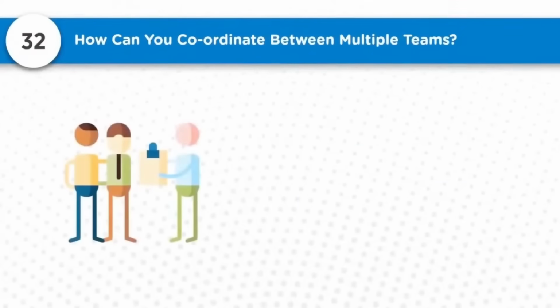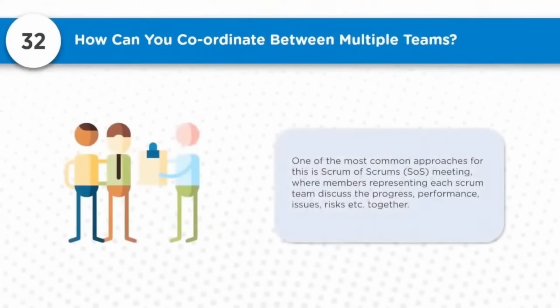So now question number 32, how can one coordinate between multiple teams? One of the most common approaches for this is the Scrum of Scrums meeting, where members representing each Scrum team discuss the progress, performance, issues, risks, etc. together. This is a complex structure, what you're speaking about.